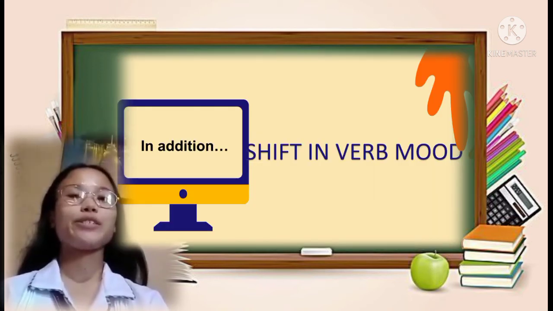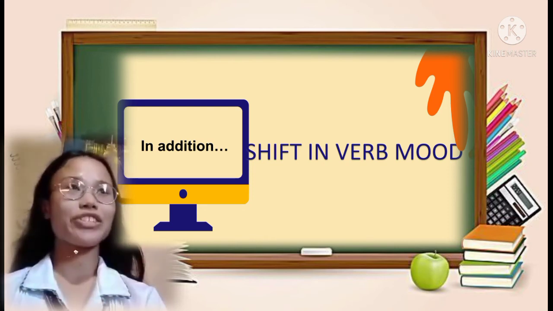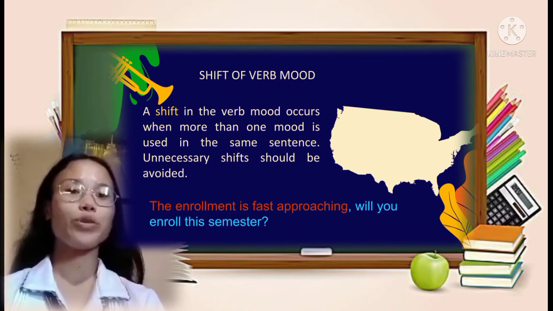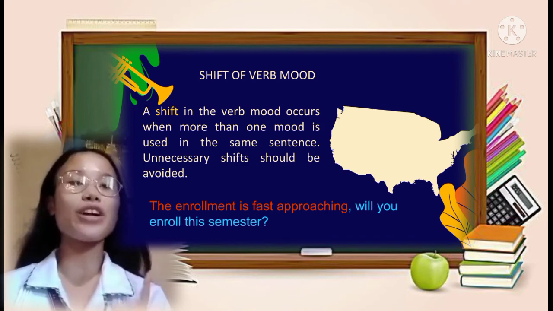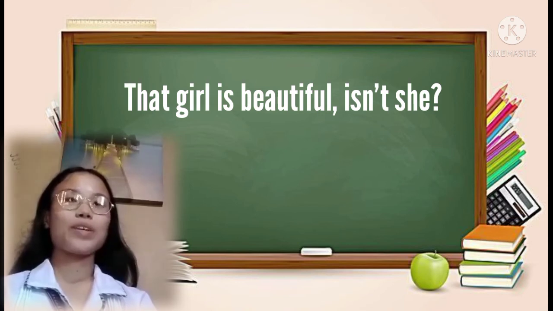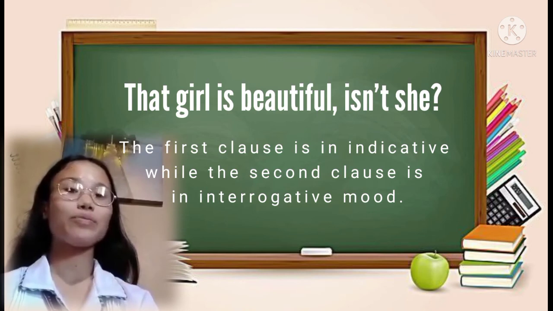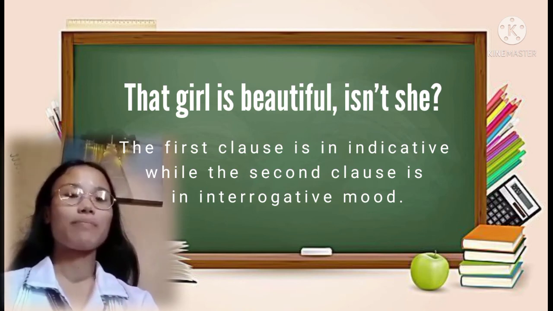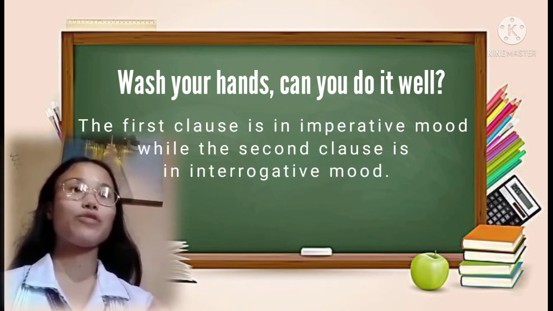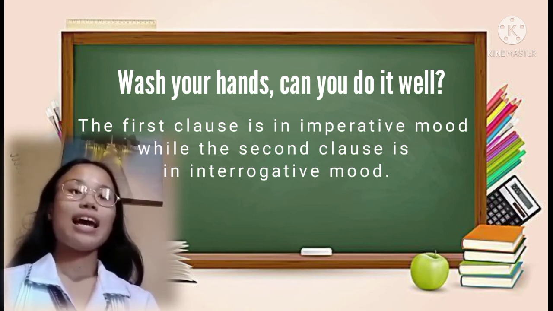In addition to these moods of the verbs, we have the so-called shift in the verb mood. What is shift in the verb mood? The shift in the verb mood occurs when more than one mood is used in the same sentence. For example, that girl is beautiful, isn't she? It is an example of shift in the verb mood because we use the indicative and interrogative mood in one sentence. Another example, wash your hands. Can you do it well? It is also an example of shift in the verb mood because we use the imperative and interrogative mood in the same sentence.